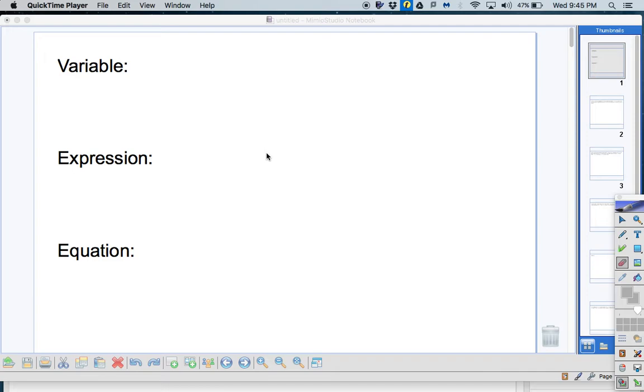Okay, today we're going to talk about writing equations. But before we can talk a lot about writing equations, we need to talk about a couple key vocab words. So our first vocab word is a variable.